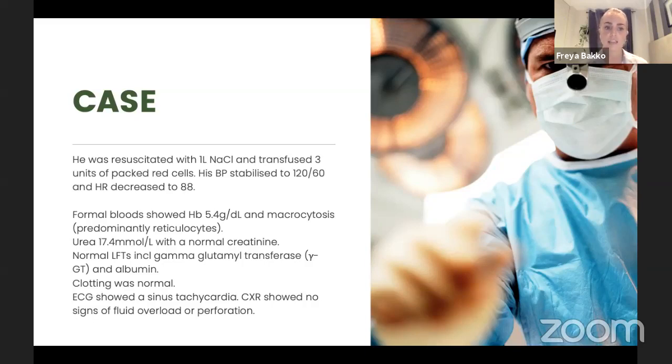His liver function tests are normal, including GGT. And this is also important to look for the causes of his upper GI bleed, which might be liver. His clotting was normal, and his ECG just showed a sinus tachycardia, and an erect chest X-ray showed no signs of fluid overload or perforation.